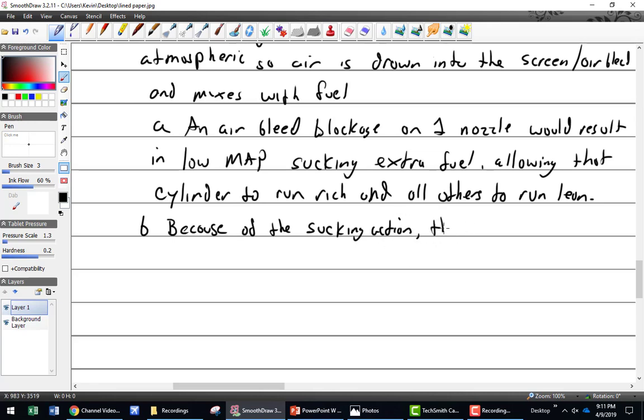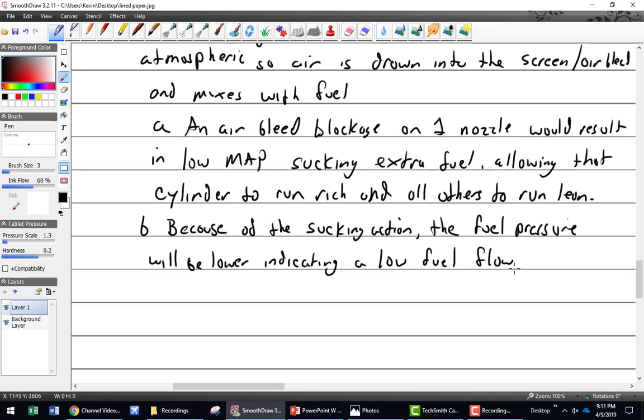The fuel pressure will be lower, indicating what? Low GPH. A low fuel flow, even though flow is unchanged.